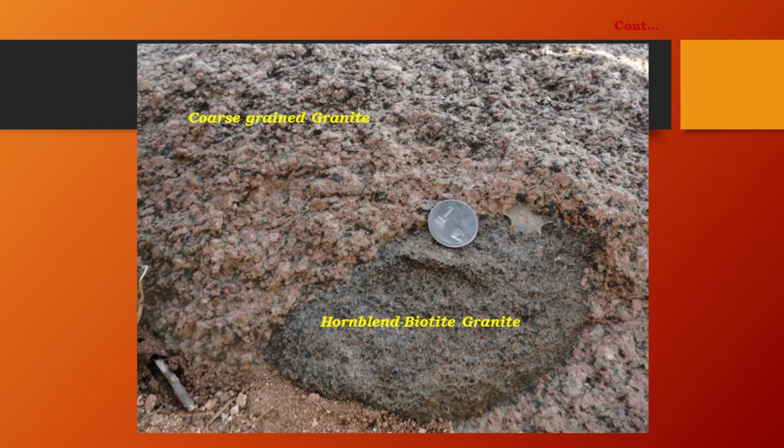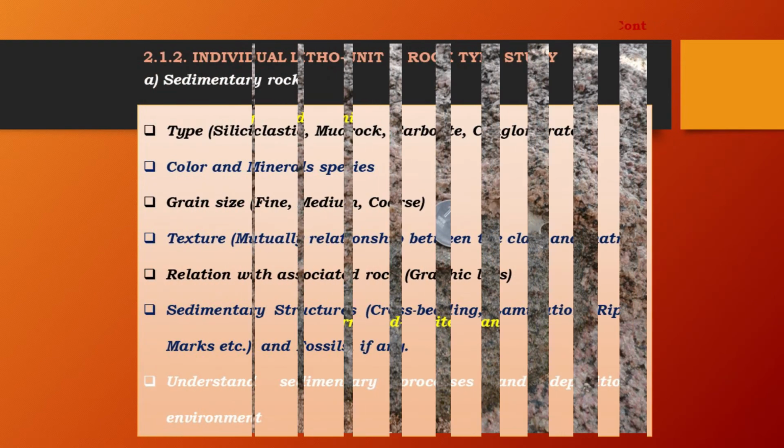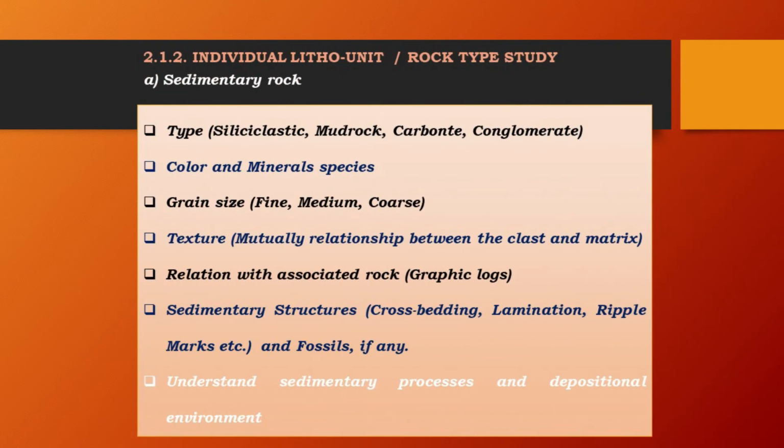To understand the relation with associated rock, this field photograph shows a xenolith of hornblende biotite granite within the coarse-grained granite. If the rock is sedimentary, then we should observe what type of rock it is, like whether it is siliciclastic, mudrock, carbonate or conglomerate.